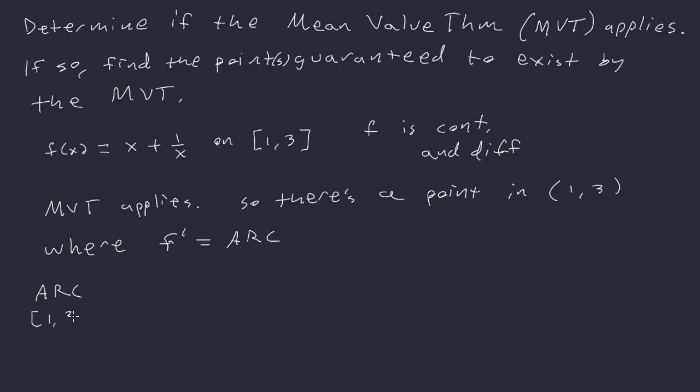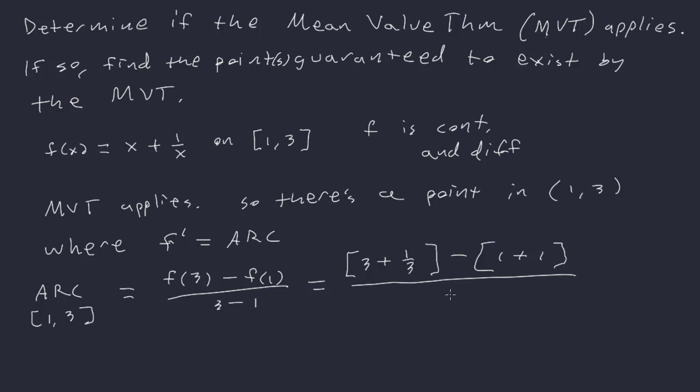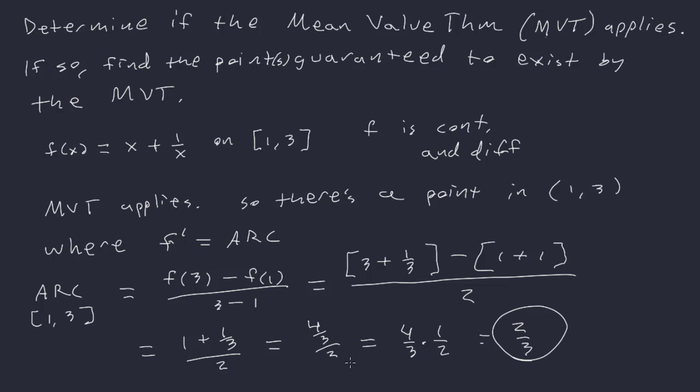Again, we're doing the same thing over and over again, just with different context. So we're going to have f of 3 minus f of 1 all over 3 minus 1. So f of 3, we'll plug in 3 plus a third, okay, minus, now we're plugging in f of 1. That will be 1 plus 1 over 1, which is 1. Okay, and then we'll have 2 down here. So I get 3 plus a third minus 1 plus 1. So this is a minus 2 here. So this is going to end up being 1 plus a third all over 2. So that's 4 thirds over 2. Invert and multiply, you'll get 4 thirds times a half. So you'll get 2 thirds.